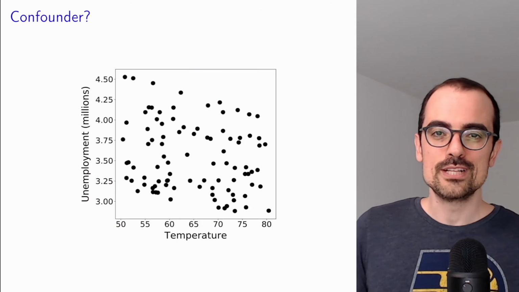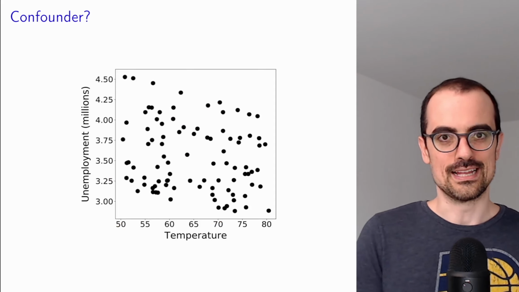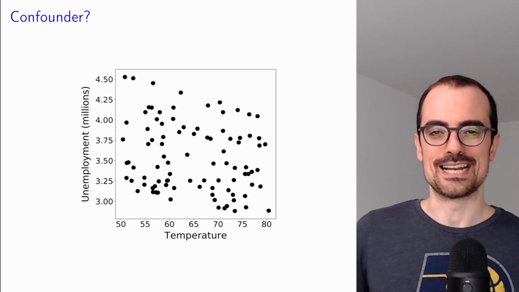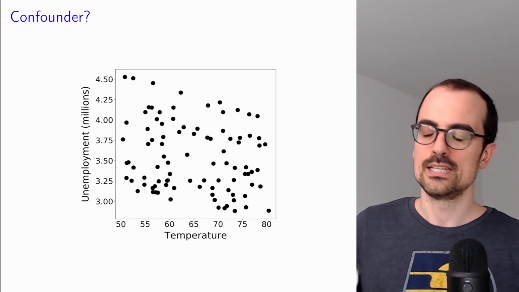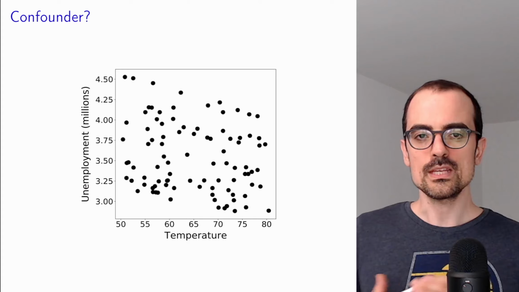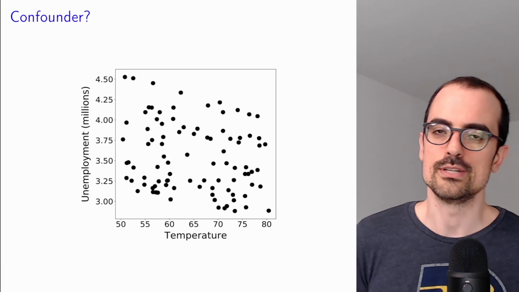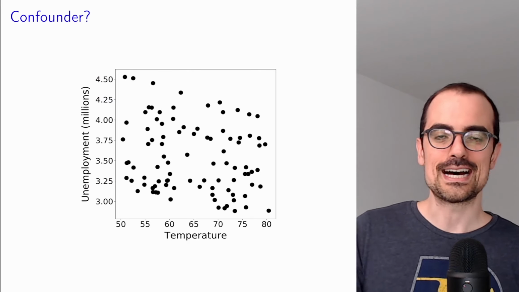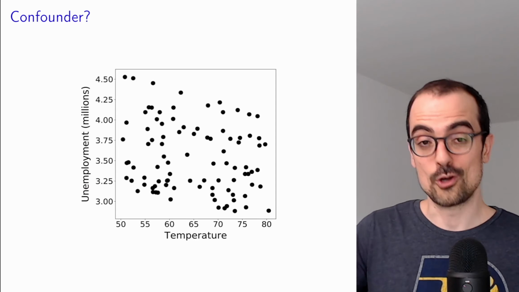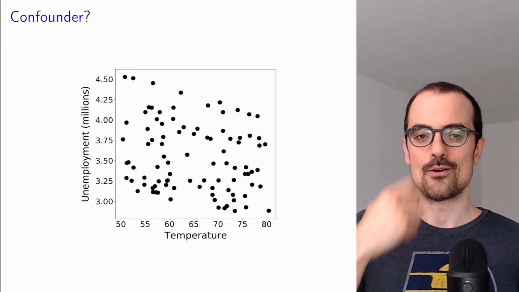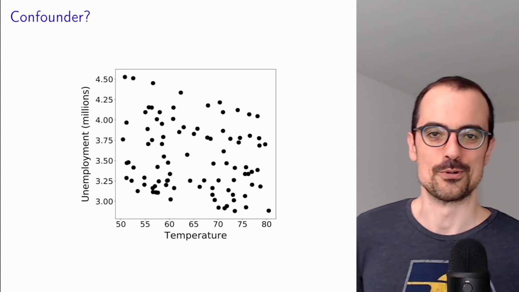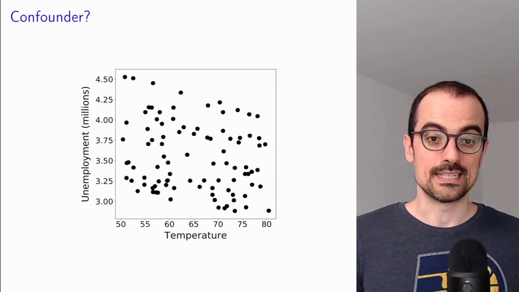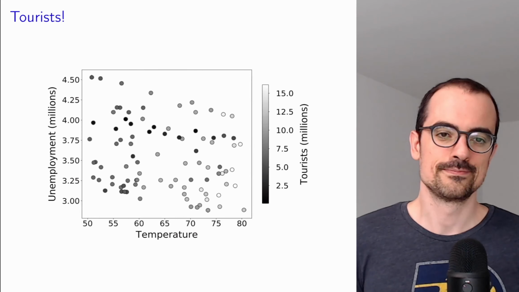Now let's go back to a real data set of monthly data in Spain, where we saw that there's a negative correlation between temperature and unemployment. So common sense tells us that if next month the forecast is that the temperature is going to be several degrees higher, that will not be reflected in the unemployment being lower. What could be the confounder here between unemployment and temperature? Maybe stop the video and think about it for a moment. The confounder here is the number of tourists.